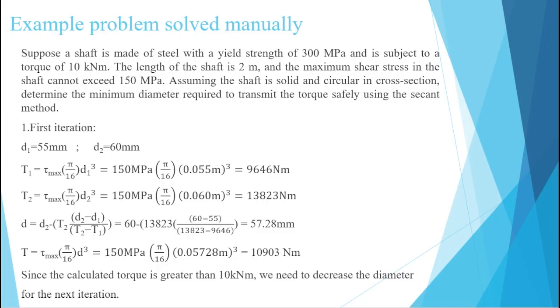Coming to the first iteration, we take the initial guesses d1 equals 55 mm and d2 equals 60 mm. We then calculate torque T1 and T2 by using d1 and d2, and then we find the estimate of the diameter by using the formula d equals d2 minus t2 into (d2 minus d1) by (t2 minus t1). And then we compute the torque by using the estimate, which gives us 10,903 in the first iteration. Since the calculated torque is greater than 10 kN, we need to decrease the diameter for the next iteration.